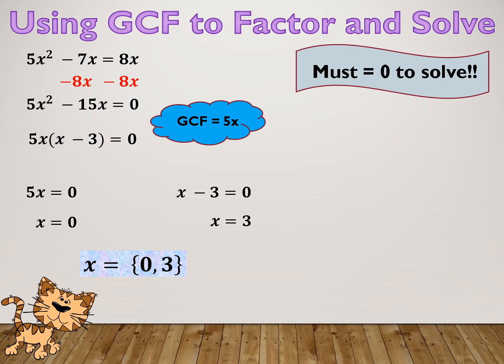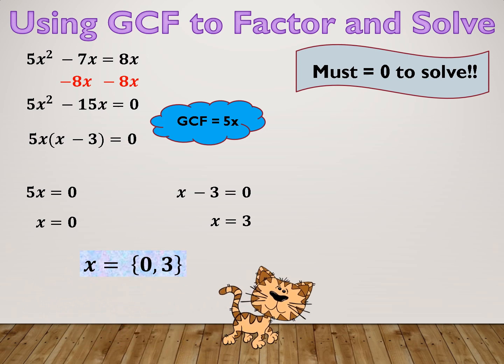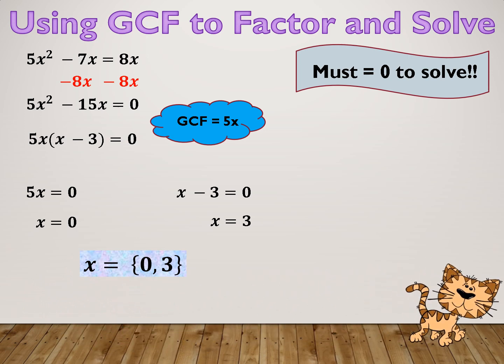Now, you always want to check your answer. Always. That is the way you can be sure that you're getting the solutions correct. So if I plug 0 in, obviously I'm going to get 0 equals 0. 3 squared is 9. 9 times 5 is 45. 45 minus 21 is 24. And 8 times 3 is 24. So it works. So you always want to check your work.